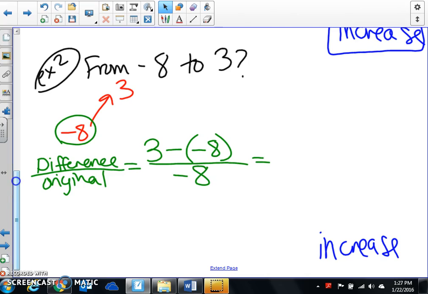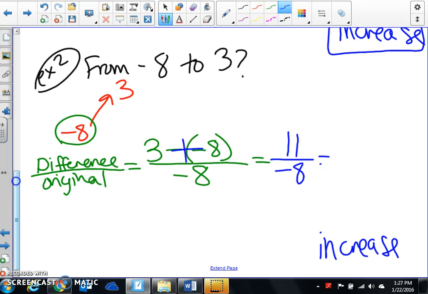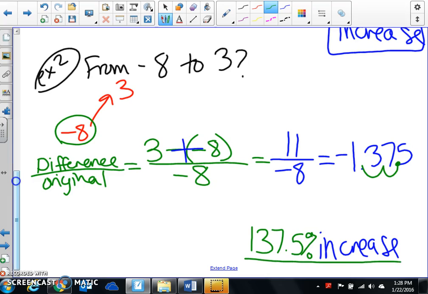Okay? This becomes a plus. So 11 over -8 gives me -1.375. All right, I still have to change that into a percentage by going over twice. Now, I like that it came up as a negative because you can't have a negative percentage increase or decrease. Okay, so all of our percentages are going to be positive. So this just turns out to be 137.5% increase.